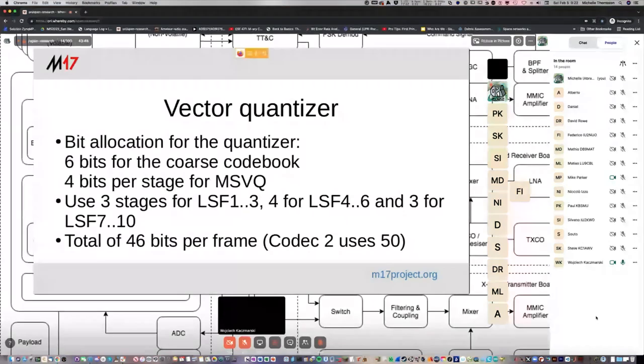And it's a multi-stage split vector quantizer, because for each subvector I've got either 3 or 4 stages. It's in the next slide, I believe. So I've got 3 stages for LSF 1 to 3, 4 stages for LSF 4 to 6 to get a better approximation for those LSFs, and 3 stages for the last 4-dimensional part of the original LSF. And this gives 46 bits per frame, while Codec 2 uses 50 in its original scalar quantizer.